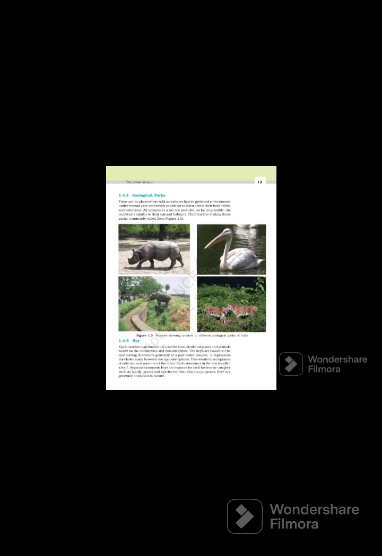1.4.4 Zoological Parks. These are the places where wild animals are kept in protected environments under human care and which enable us to learn about their food habits and behavior. All animals in a zoo are provided, as far as possible, conditions similar to their natural habitats. Children love visiting these parks, commonly called zoos.